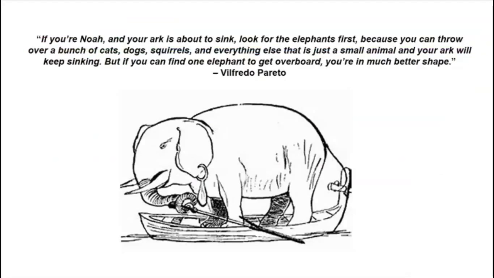So the person that came up with this concept, Vilfredo Pareto, used an example of Noah's Ark and said that if you were Noah and your ark was about to sink, then you should look for the elephants because you could throw over lots of small animals, cats, dogs, squirrels, and your ark will still keep sinking. But if you can find one elephant to get overboard, you're in much greater shape. And I think that's quite a good way to think about these things. You're looking for the elephants in your improvement project to have the biggest impact with the smallest amount of effort.